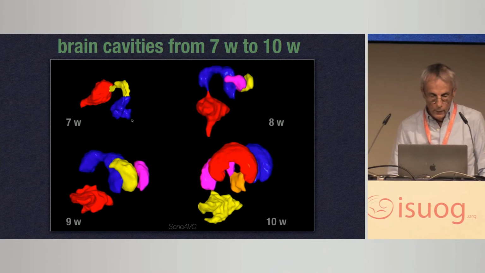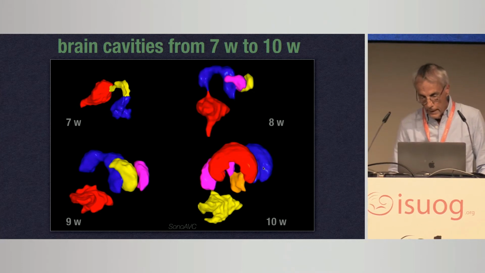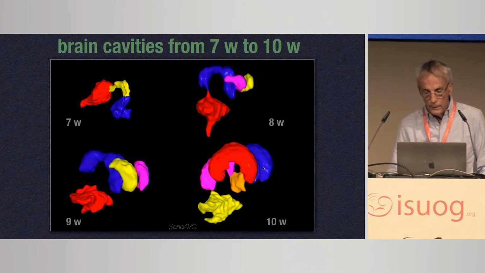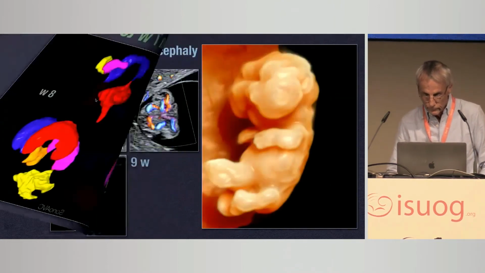And you can compare here the development of the brain cavity from 7 to 10 weeks of pregnancy with the important development of the ventricle. And what is strange, at the beginning of pregnancy, the rhombencephalon is the biggest cavity inside the brain, and it will give the fourth ventricle, and after it will be the smallest cavity inside the brain.